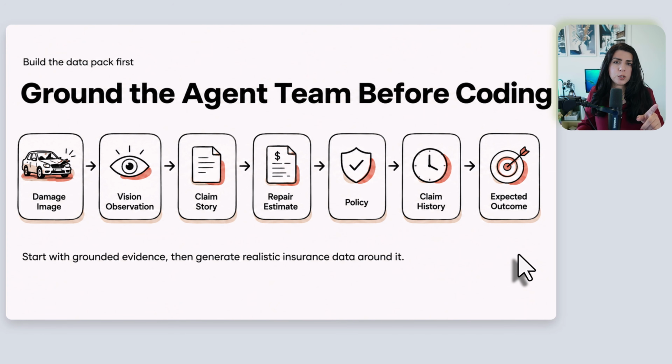Anywhere you go, the first question you have to ask is what kind of data you have, what can I work with? So we have to ground our agent team before coding. We want to ask what kind of images do you have, because we need to do some vision observation, the claim stories, where are they, repair estimates, policies of the company, claim history, and anything that will give us an expected output. As the data of insurance companies is privacy sensitive, we're going to build that synthetically. I'm going to use real image data from Kaggle and then also build a bunch of synthetic data around it, so we have this grounding.